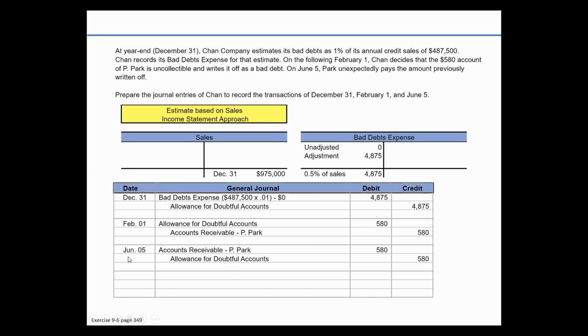Basically, what we do on this transaction is we're doing the opposite of what we did when we went ahead and wrote it off, because now we're reestablishing their account. And then we will record the payment, cash debit $580, and then credit to accounts receivable P. Parker for $580.